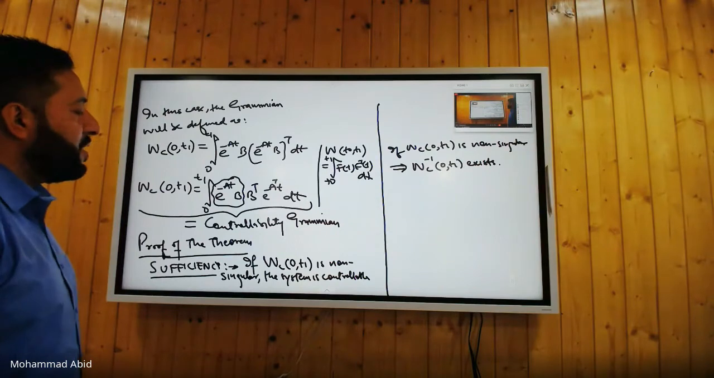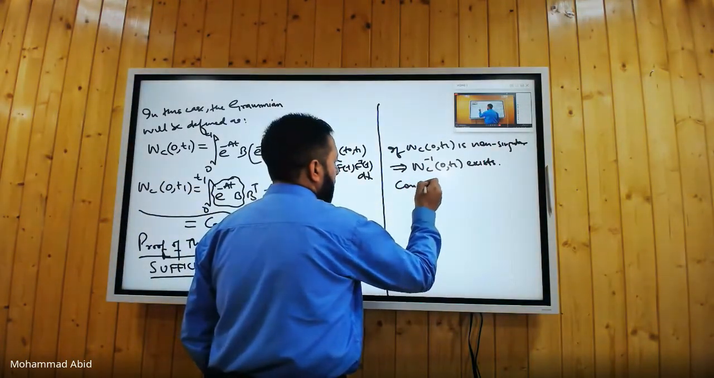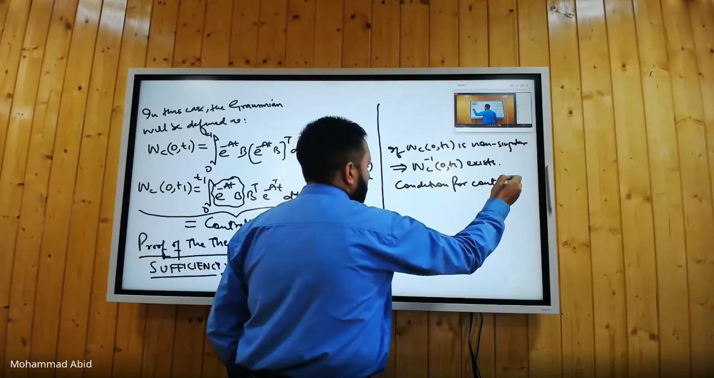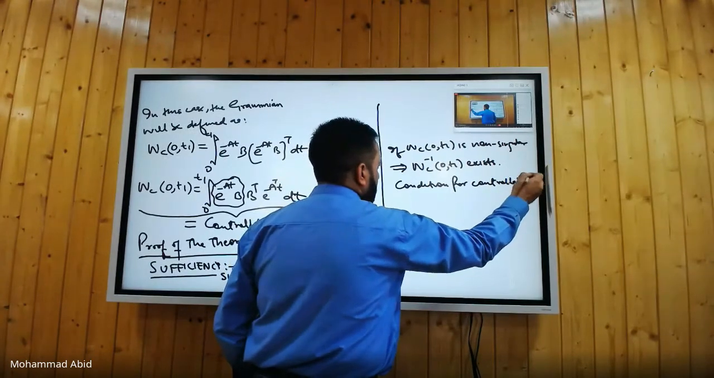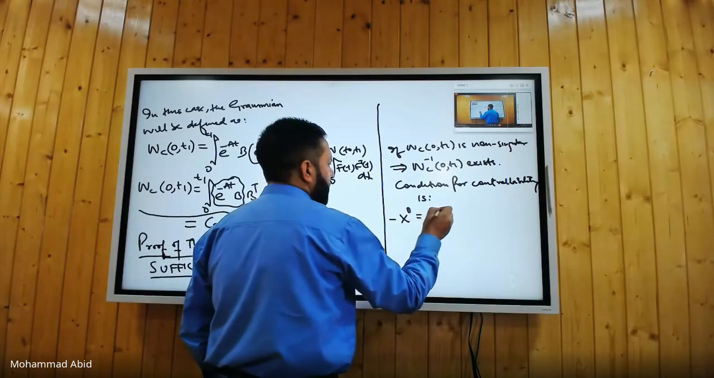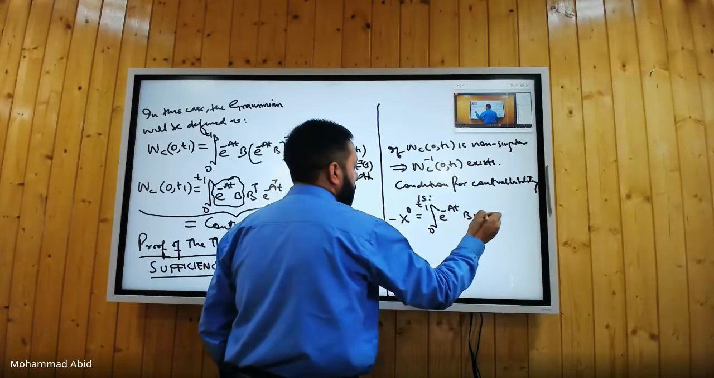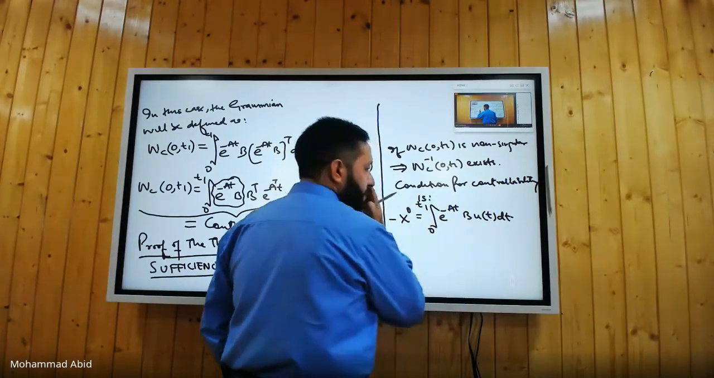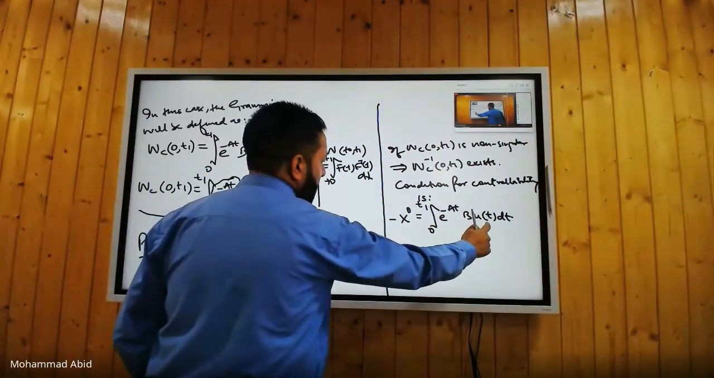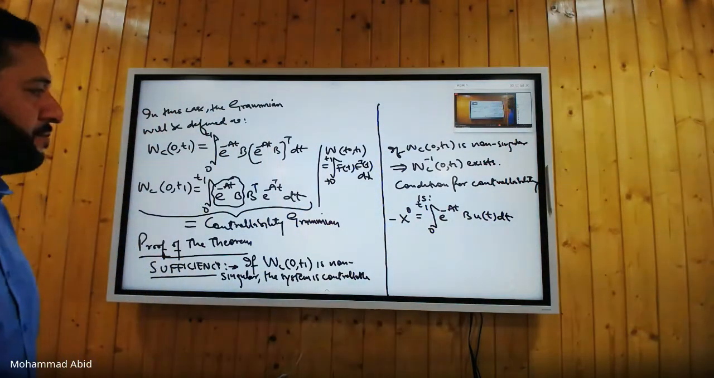तो जो हमारा कंडीशन था कंट्रोलेबिलिटी का, जो हमने अभी कंडीशन फॉर controllability is minus x naught equal to integral of 0 to t1 e to the power minus At B u(t) dt. So if the solution exists, if you have u(t) such that this equation is satisfied, then you say that the system is controllable.